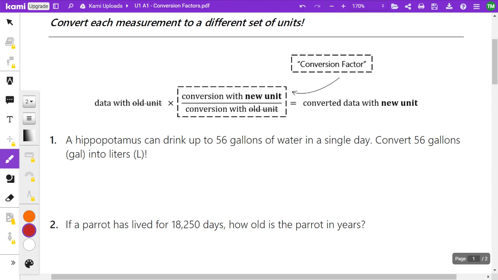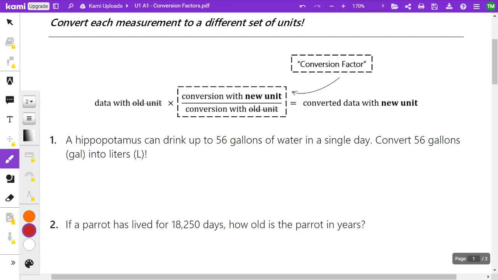A hippopotamus can drink up to 56 gallons of water in a single day, and we have to convert that into liters instead. Now, that would be nice if a gallon and a liter were the same amount of volume and it was just a different name for the units, like 1 gallon is 1 liter, because then 56 gallons would be 56 liters. Not the case. It would also be nice if this were like the metric system where there'd be a 1 to 10 or 1 to 100 ratio, where maybe 10 liters is the same as 1 gallon, and then all we have to do is move the decimal place. But that is also not the case.